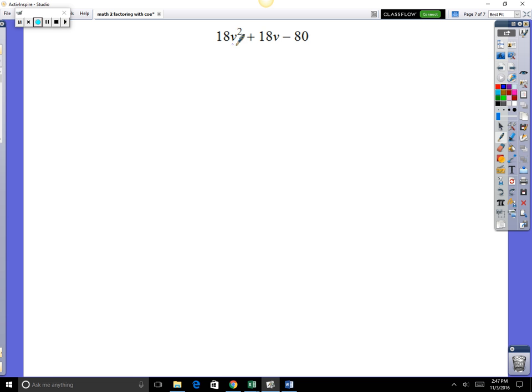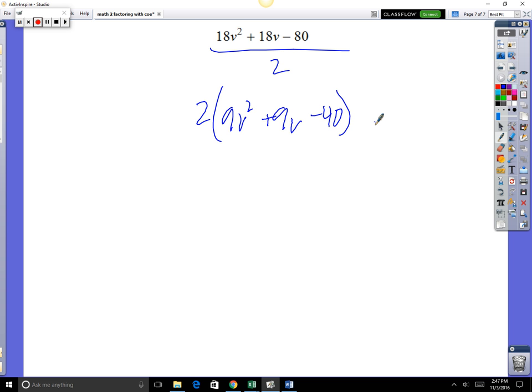Here we go: 18, 18, 80. I can shrink this down. I wonder, what can you divide? If you cut them in half, that's a 9, 9, 40. Is that all you can do, cut them in half? So if I cut them in half, it's going to be 9v squared plus 9v minus 40. 9, 9, and 40, that's as far as it goes.